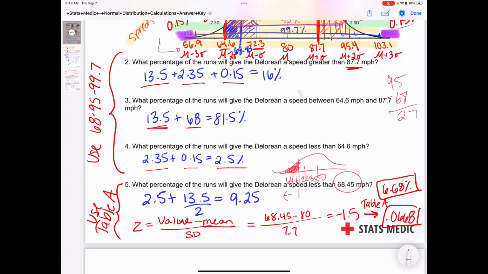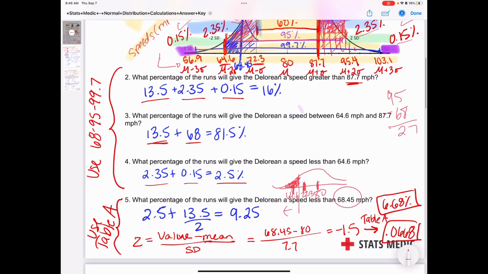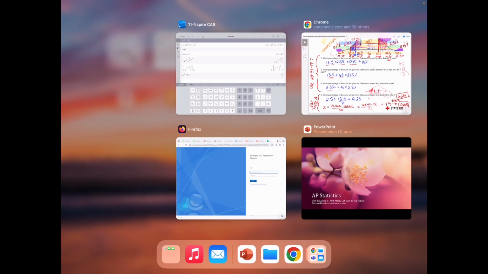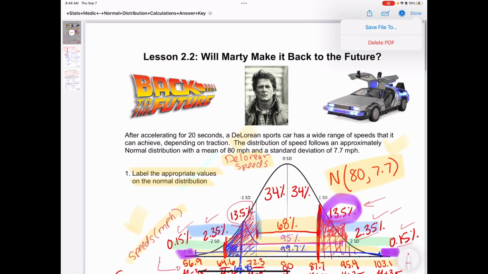For less than, I don't know these because I don't have anything that lands perfectly on standard deviations here, so I have to find a z-score. To do a z-score, I'm going to show you on a chart first, and then I'm going to show you the calculator. Okay, so let's look at a chart up from here.